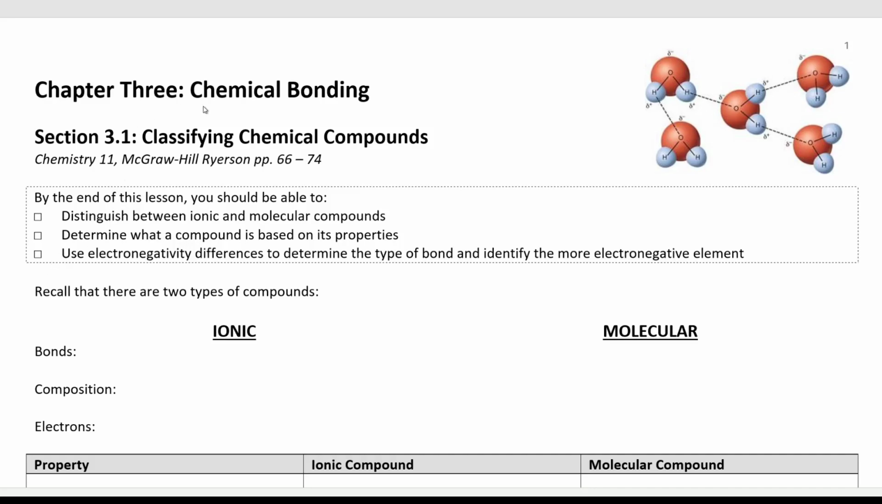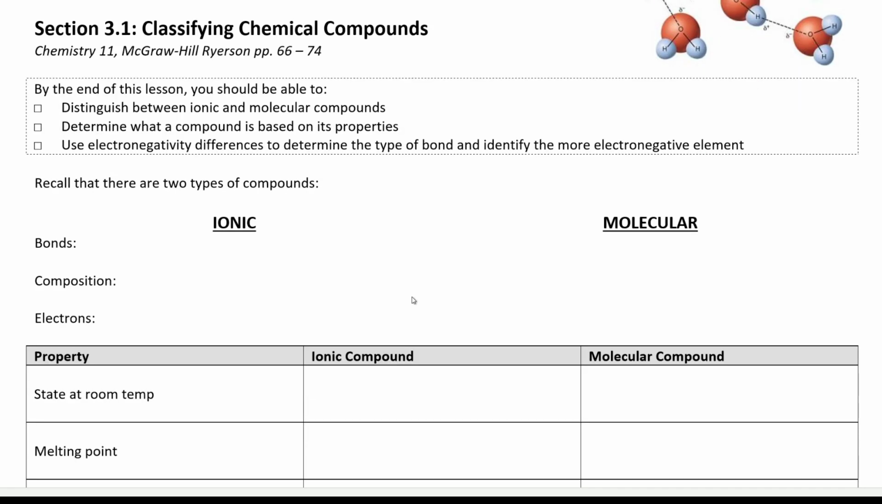In this unit, we are going to be studying chemical bonding. And the first section of this unit is classifying the different chemical compounds. So by the end of this lesson, you should be able to distinguish between ionic and molecular compounds, determine what a compound is based on its properties, and use electronegativity differences to determine the type of bond and identify the more electronegative element. So recall that there are two types of compounds that we have previously studied.